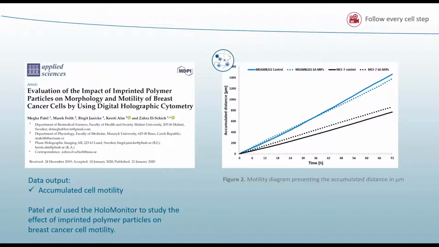So different cell lines move differently to start with. You can see that in the diagram, where you have the accumulated distance versus time. And you can see that the MDA and B control cells, that's the blue line, they move much faster than the MCF7 control cells, always. And you can see that both cell lines are affected by SA-MIPs, those are the plastic antibodies. You can see through the dashed lines that both cell lines are affected, but totally differently by the plastic antibodies. So this is a way to use the kinetic cell motility.